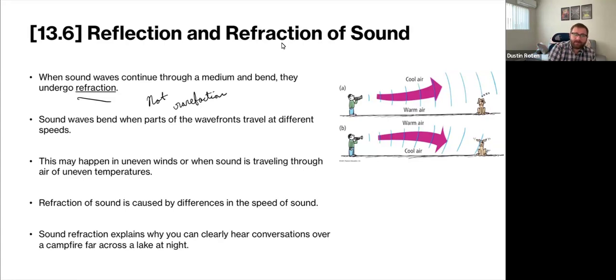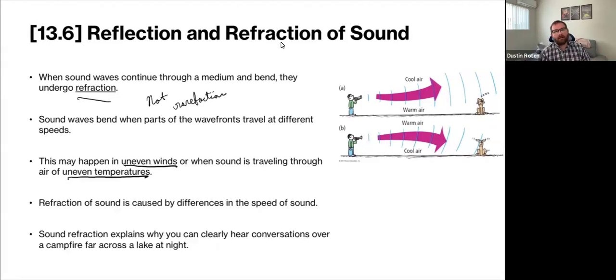So parts of sound waves traveling at different speeds might occur in uneven winds or when sound is traveling through uneven temperatures. But the key word here in both of these is uneven winds or uneven temperatures. You have to have some sort of abnormality in the medium. So refraction of sound is caused by differences in the speed of sound. Makes sense because we have uneven properties in the atmosphere.